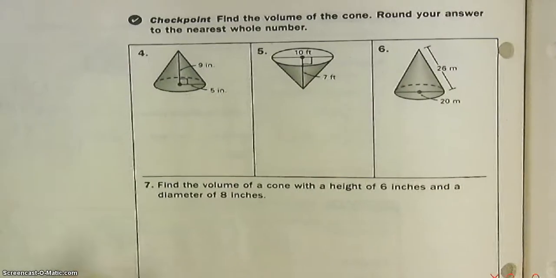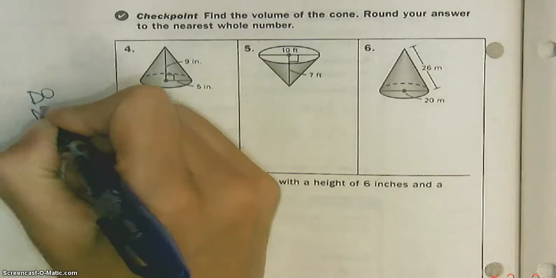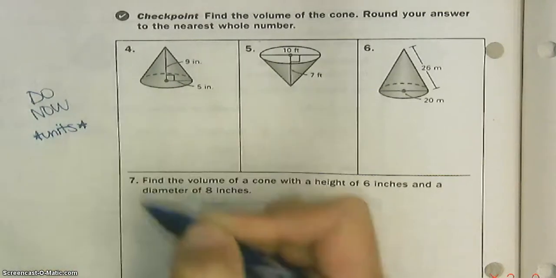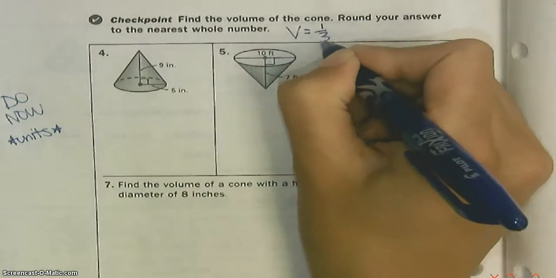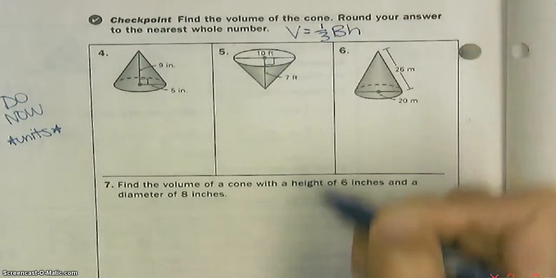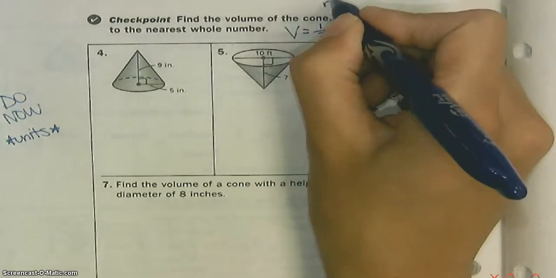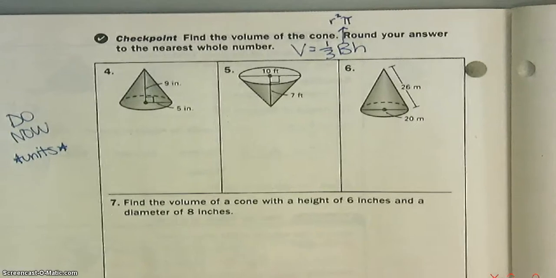Find the volume of the cone. Round your answer to the nearest whole number. Okay, I want you to do this now. Don't forget your units. They're going to be cubed. And your formula is volume equals 1/3 the area of the base times the height. And remember, your base is always r squared pi because this is a circle base.